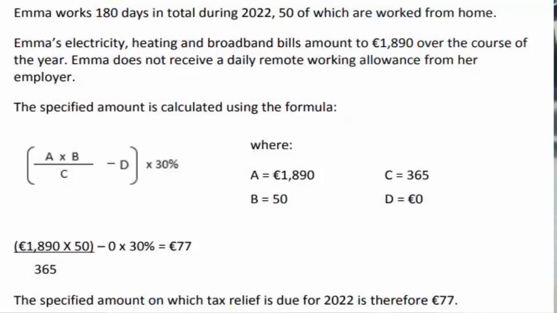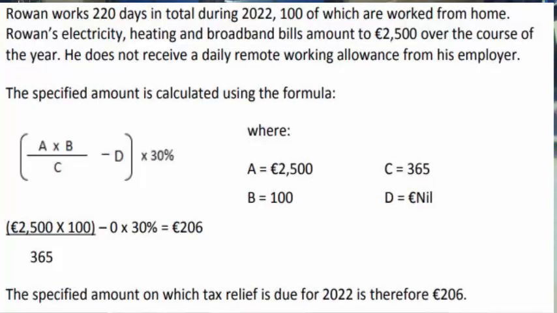So 1890 multiplied by 50 divided by 365 minus 0, multiplied by 30%, is equal to €77. The specified amount on which tax relief is due for 2022 is therefore €77.